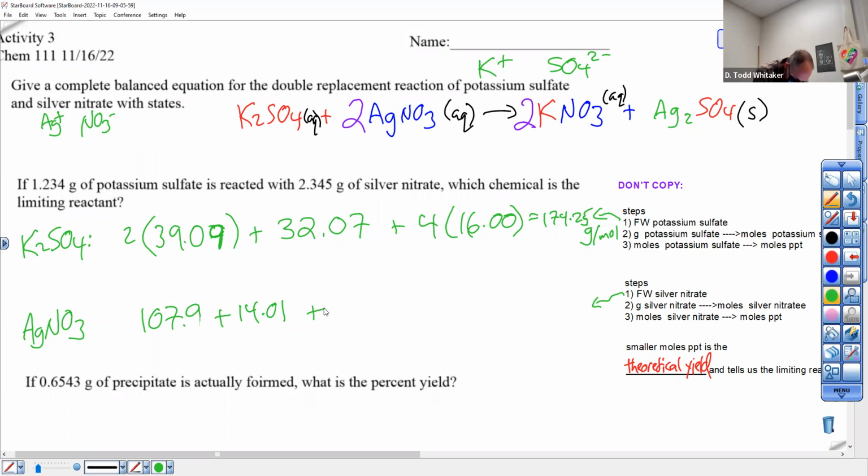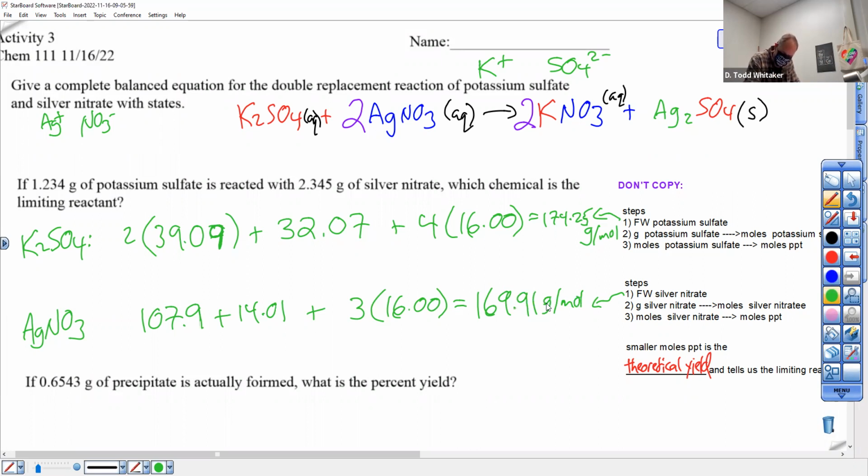I can see the hate mail coming. 3 times 16.00. 48, 62, 169-ish. But I need the real answer. 169.91 grams. I'm having 9 troubles today, huh? Grams per mole. Nice. So that did that.